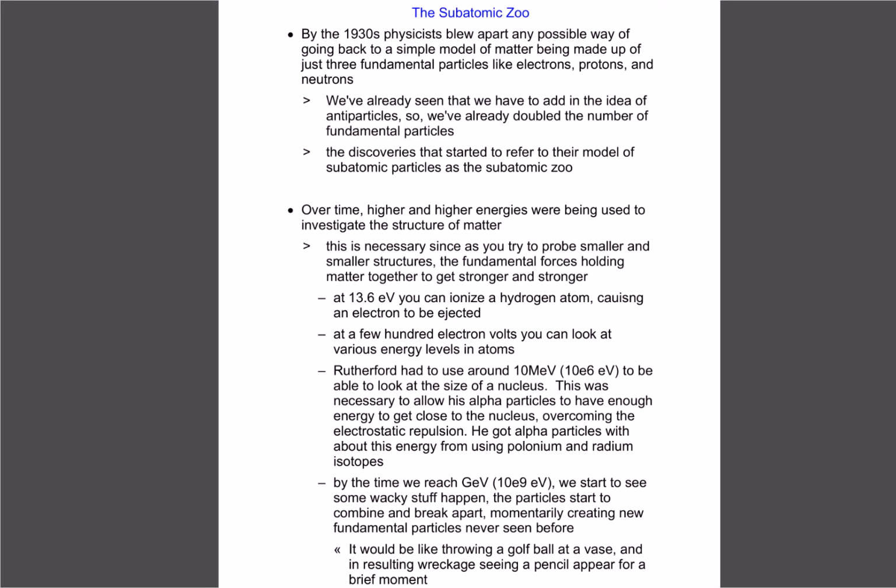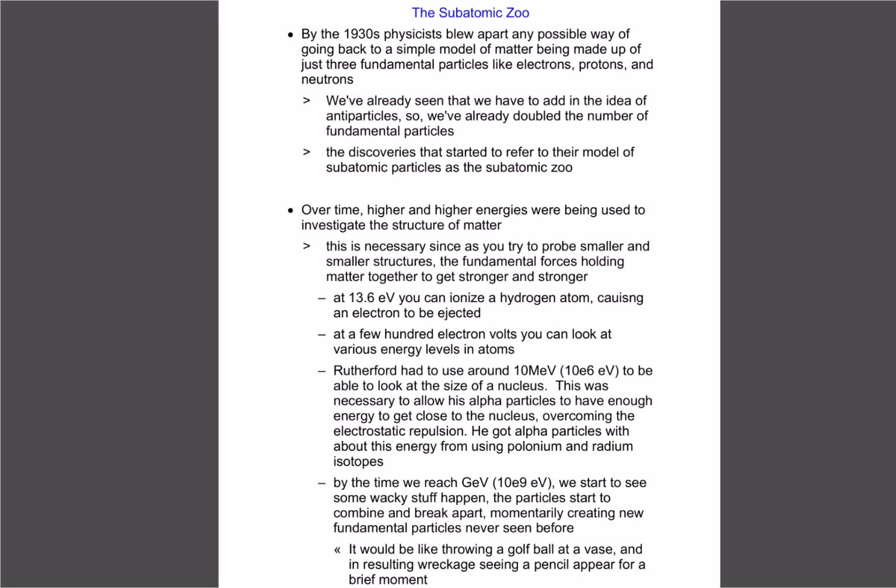Because we get smaller and smaller particles, the forces are stronger and stronger, so we have to use really high energies to break these things apart. If we use 13.6 electron volts, we can get a hydrogen atom to lose an electron. At a few hundred volts, we can look at different energy levels in the atom and get EMR to emit. Rutherford used about 10 mega electron volts, that's 10 million, to blast an alpha particle at a nucleus and got things to be detected that way.